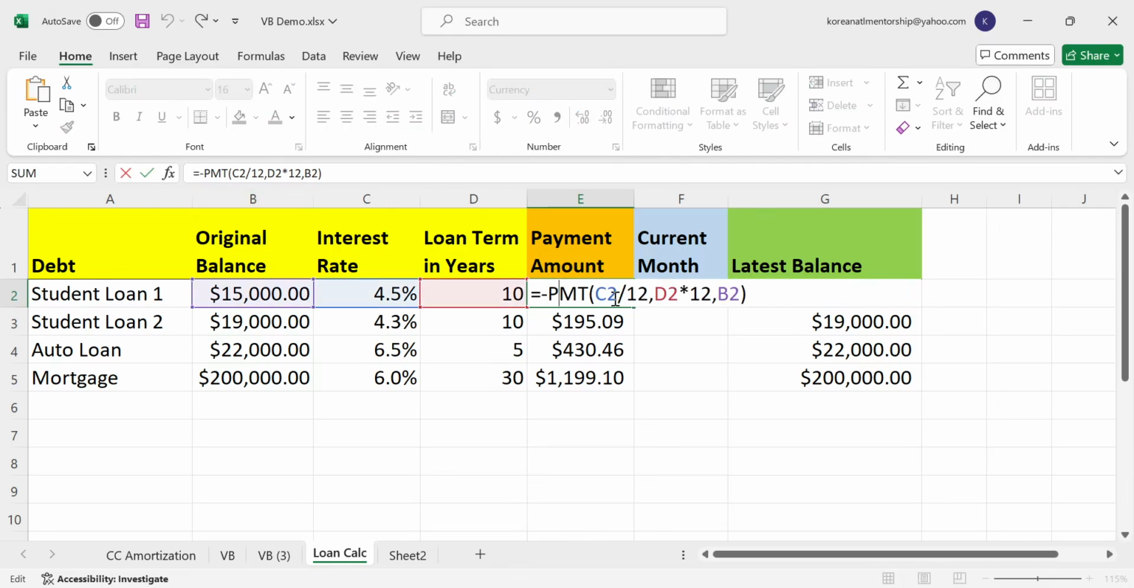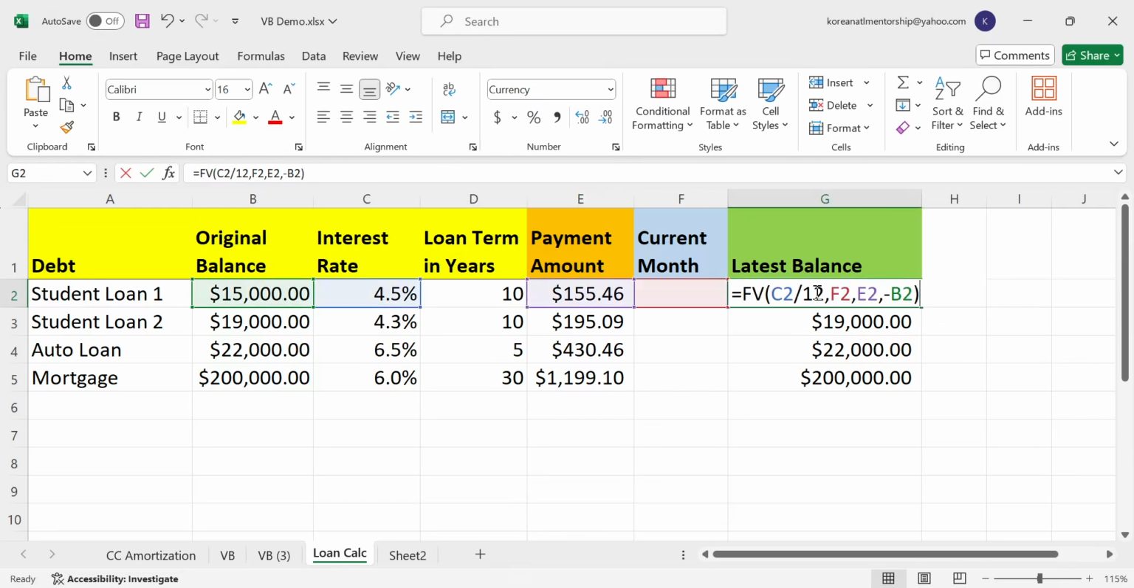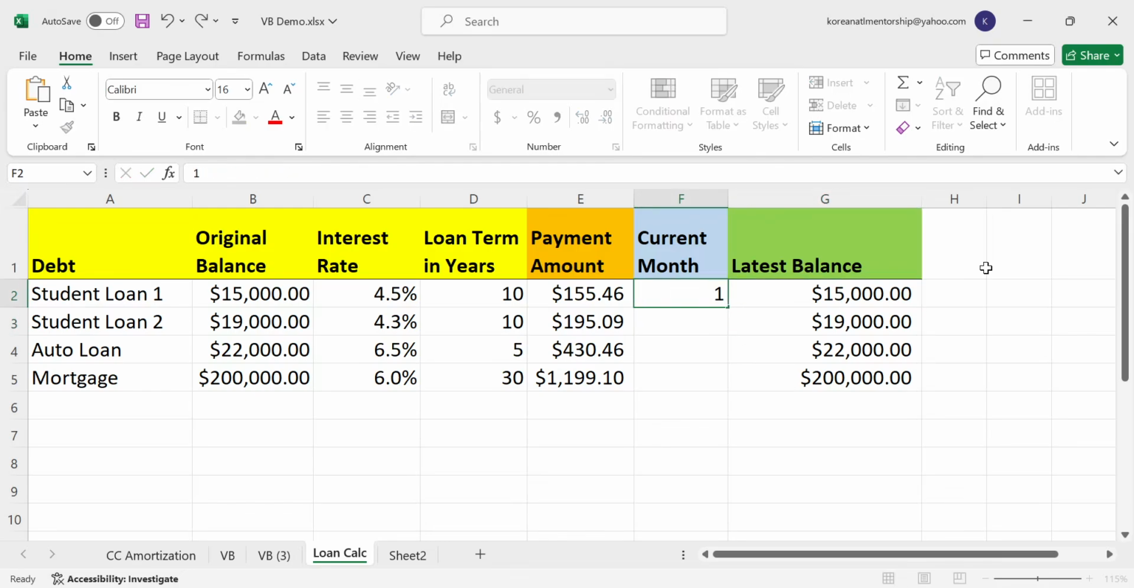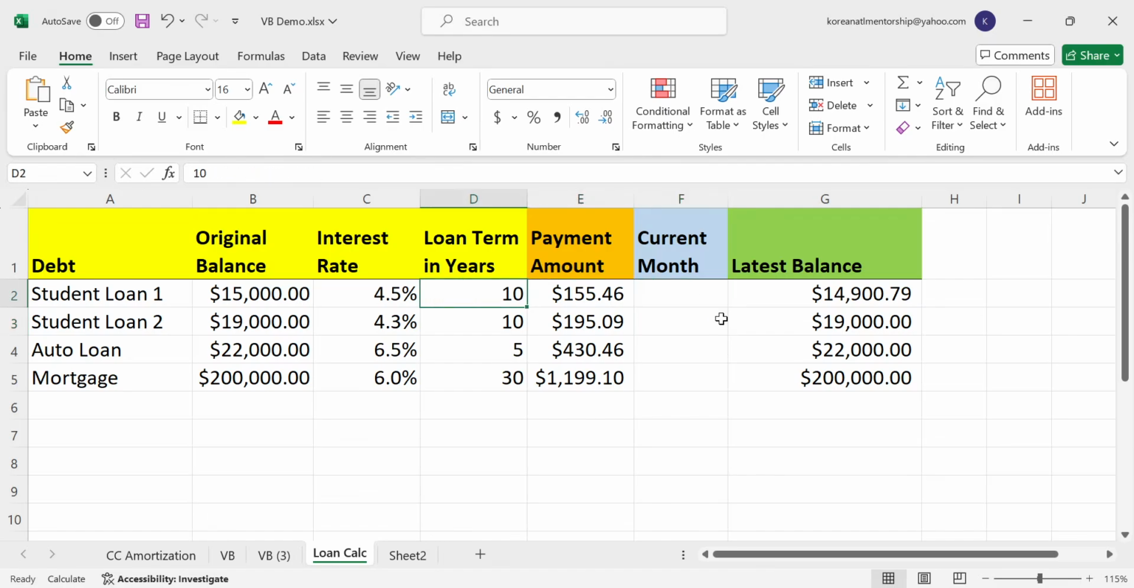Let's go ahead and double click it. It tells you what you enter, like the interest rate, the number of periods, the present value, meaning the original balance. And then if you want to calculate the latest balance, you take a look here, you put in the interest rate, the number of periods, and then the payment amount. And then it'll tell you the latest balance. So for example, let's say you've made 0 payments, well then the loan balance is 15,000. But if you make 1 payment, then the loan balance is 14,979, right?